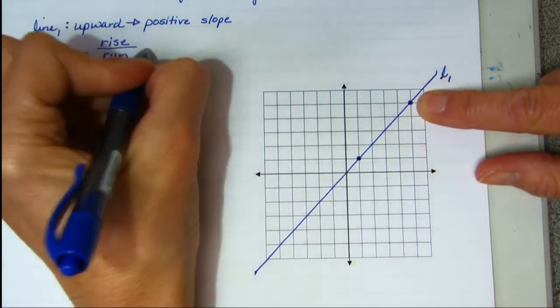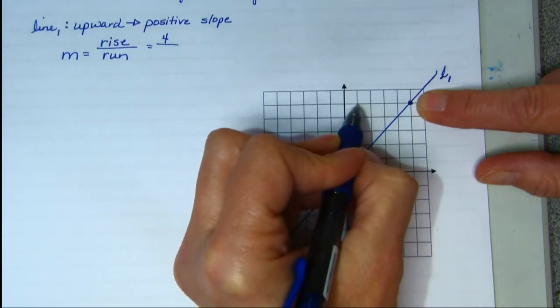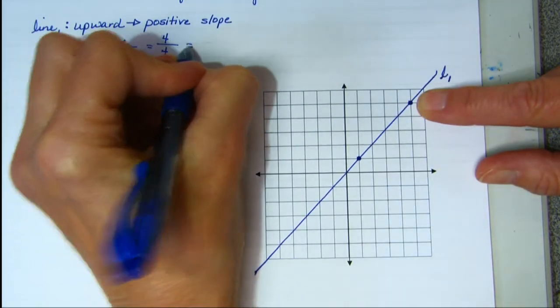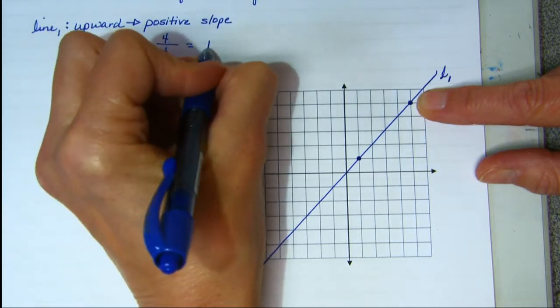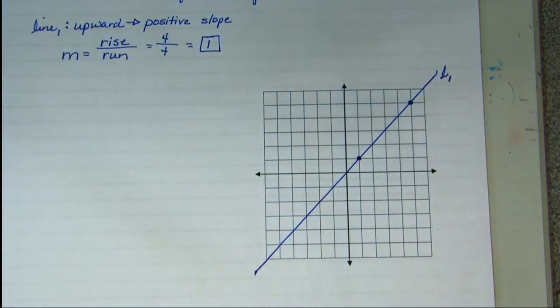I'm going to get from my house to this house, I'm gonna go up 1, 2, 3, 4 blocks. Up means positive, so I'm gonna go up 4 blocks. And then from there, I'm gonna turn and go to the right, and right is positive, 1, 2, 3, 4. And then 4 divided by 4 is 1. So this line has a slope of 1.